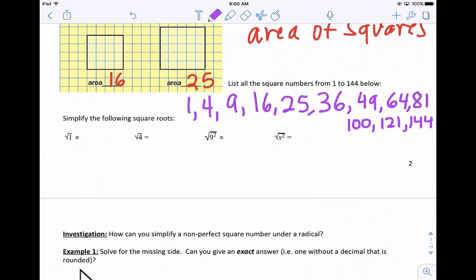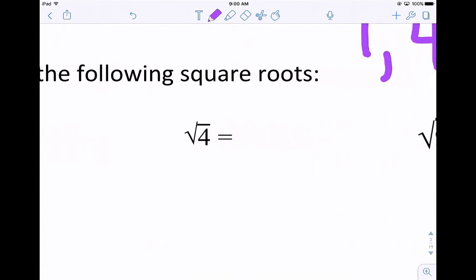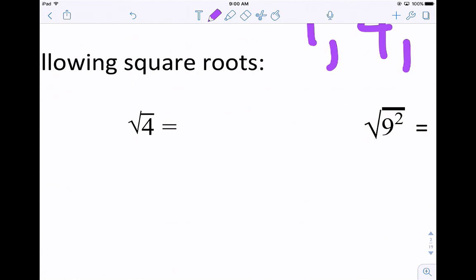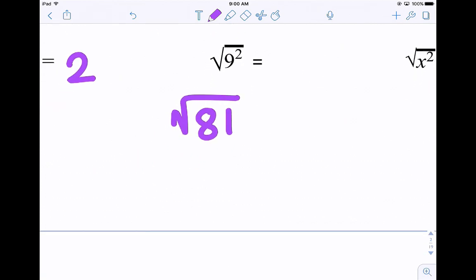So we can use them to simplify square roots. When I ask you to find the square root of 1, it's what number times itself is 1, and that is 1. The square root of 4 means what number times itself is 4, and that's 2. This one right here, the square root of 9 squared: order of operations, let's do 9 squared first. That's 81. And then if we take the square root of 81, we get 9.